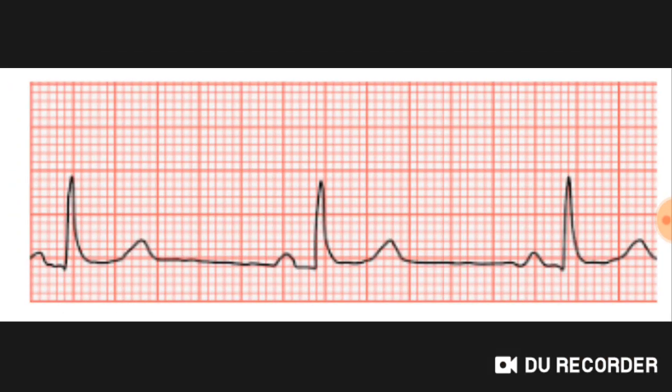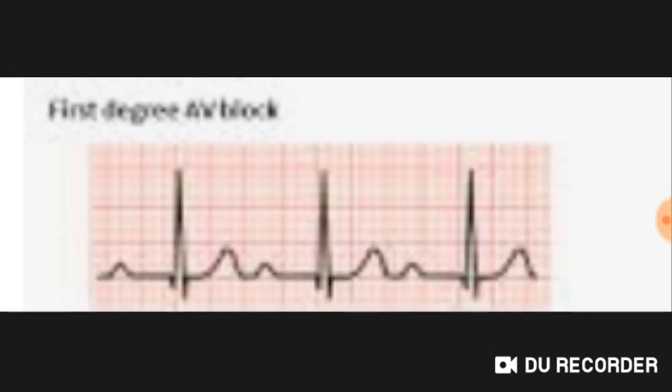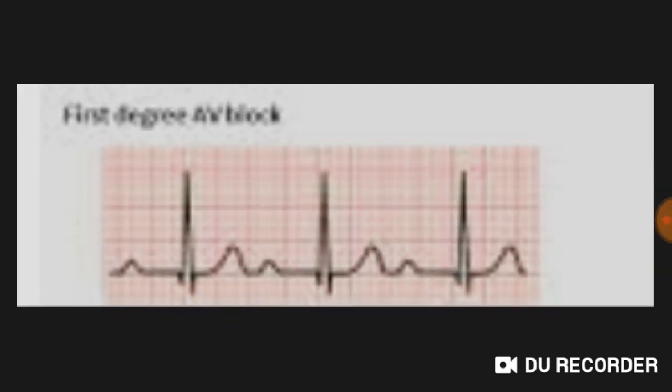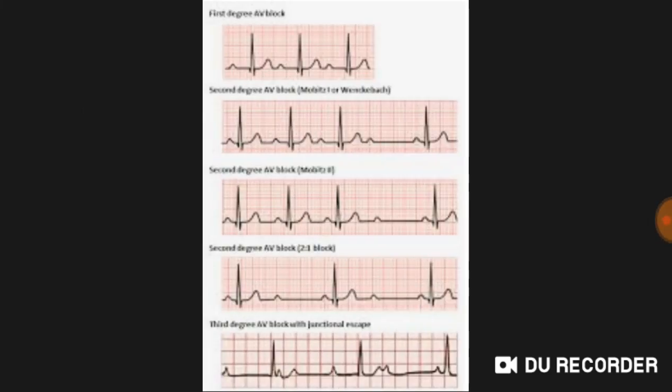And this is sinus bradycardia because P is present and there is bradycardia. First degree AV block, what is this? There is a constantly prolonged PR interval. So this is known as first degree AV block.